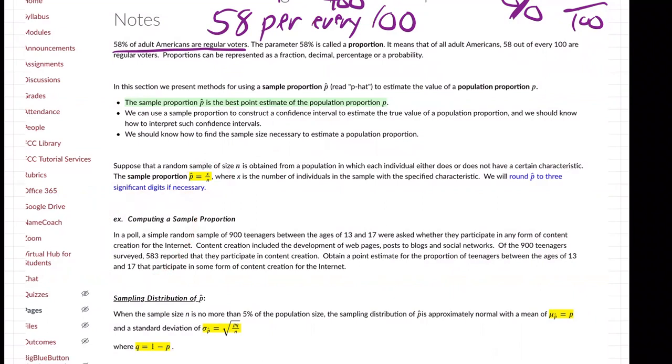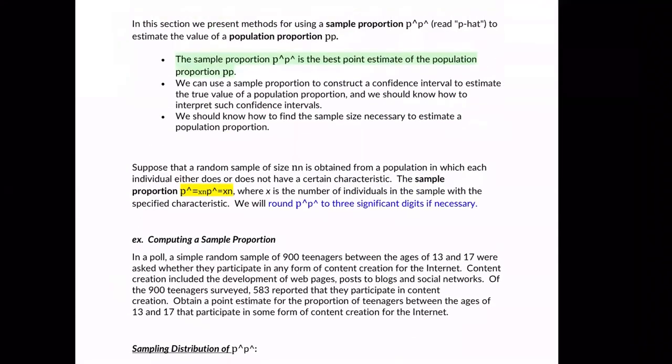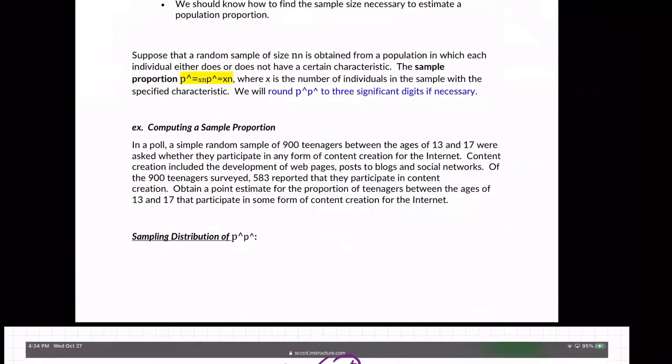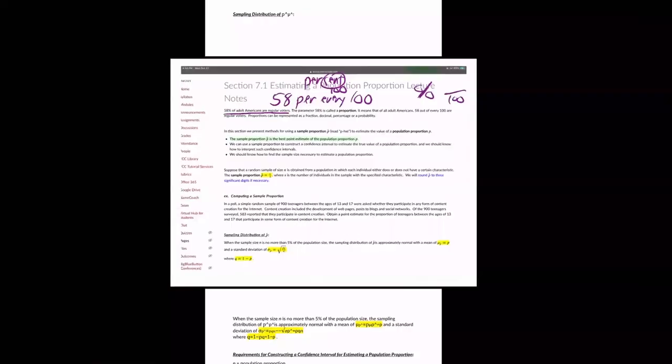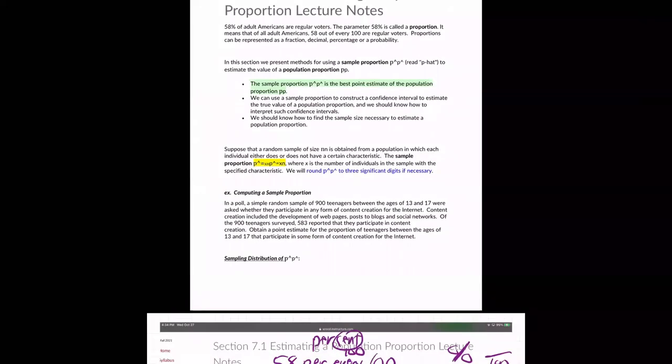So it's enough for intro. Let's do that first example together of computing a sample proportion. Okay, so I'm going to grab it above, though, where it's easier to grab, right there, and bring it on down. All right. I'll pop it in right here for us.